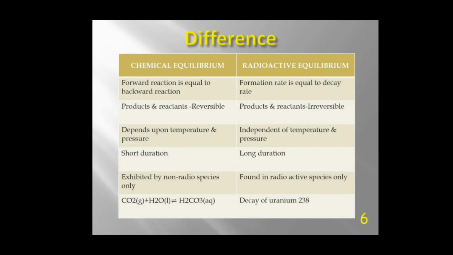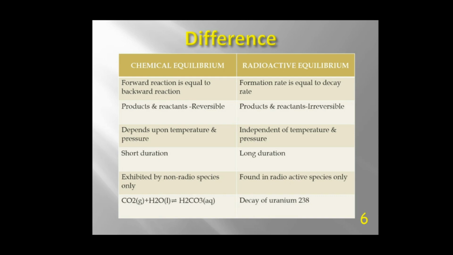Now, coming to the difference between chemical equilibrium and radioactive equilibrium. We have been studying chemical equilibrium from 8th standard onwards. To attain equilibrium in a chemical reaction, the forward reaction rate should be equal to the backward reaction rate, and in the case of radioactivity, the rate of formation should be equal to the rate of decay.